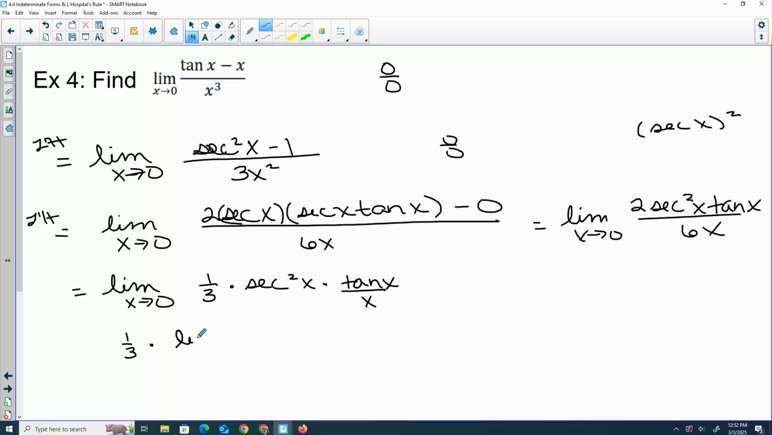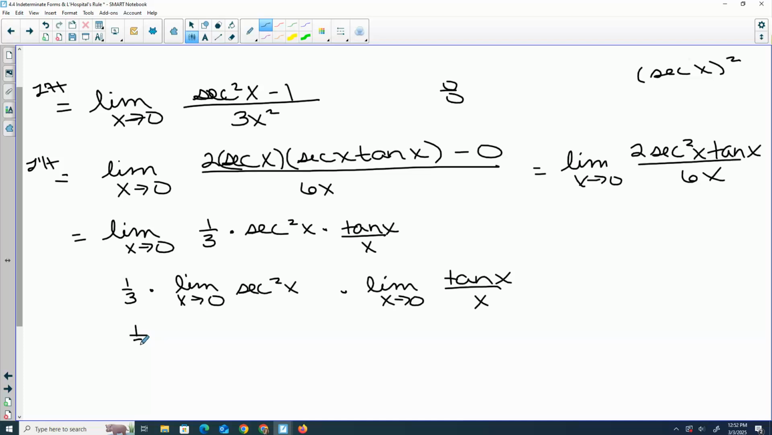You can break these limits up. Haven't we said that if you have the limit of things being multiplied, you can do individual limits? Yes, I remember that. Not necessarily the only way to do this, but as x approaches 0, what's the limit of secant squared? Secant of 0 is 1 over cosine of 0, which is 1. So that's a nice one. So then our only problem is really here. So we do L'Hopital's on just that piece.